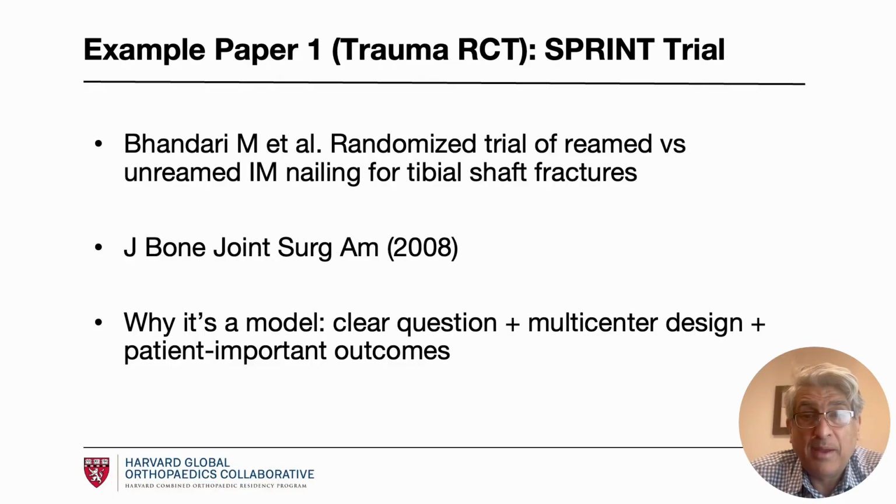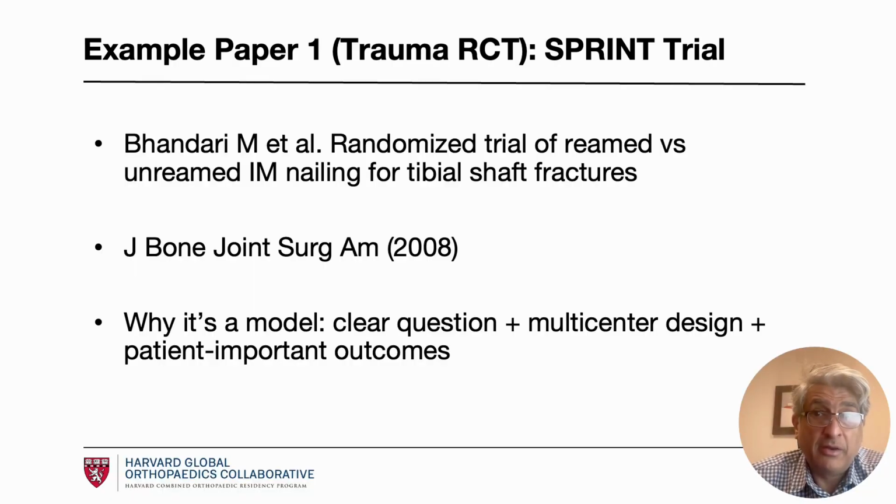Here we have an example paper 1, a trauma RCT, the SPRINT trial. This is by Bhandari et al., a randomized trial of reamed versus unreamed IM nailing for tibial shaft fractures, published in JBJS in 2008. Why is this a model? It has a very clear question, a multi-center design, and very patient-important outcomes. Use SPRINT as a gold standard orthopedic trauma RCT example.